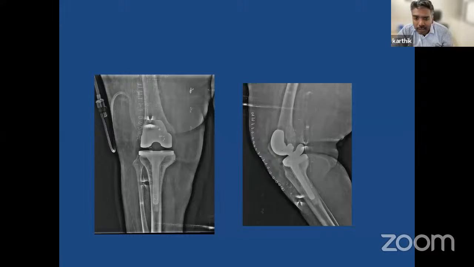I think that's it. Anything to add here? I mean, you can show the others. Do you have the other side's X-ray? The other side X-ray is similar. It was done about 2 months back. It's very similar as well.